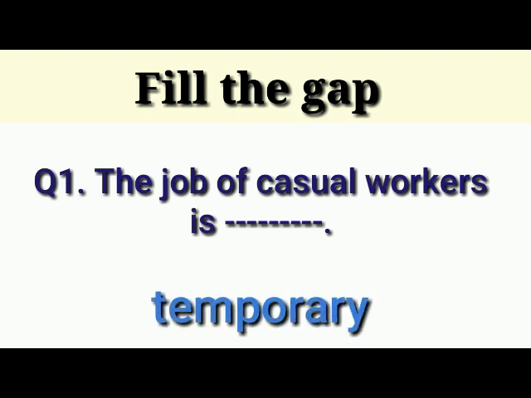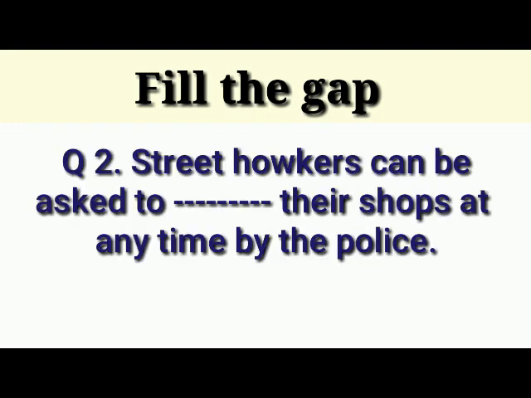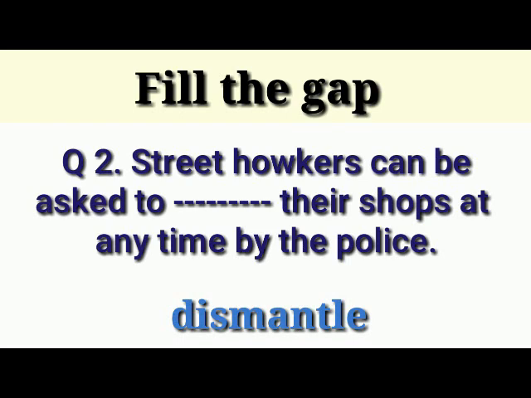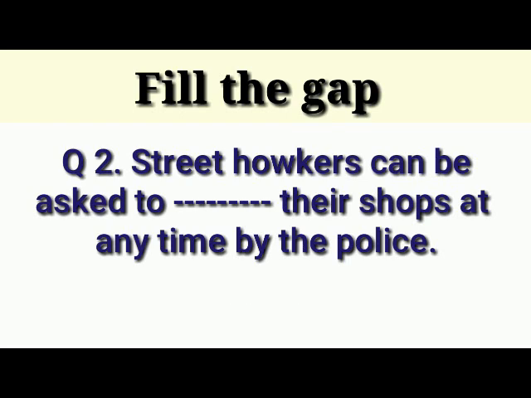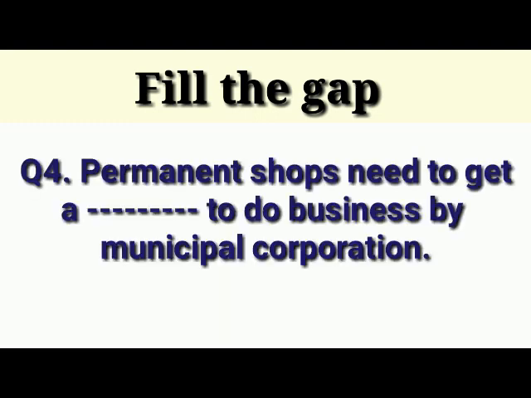Let's start. First question is the job of casual workers is dash. Answer is temporary. Job of casual workers is temporary. Next question is street hawkers can be asked to dash their shops at any time by the police. Answer is dismantle. Next question is permanent workers get dash salary every month. Answer is regular. Permanent workers get regular salary.